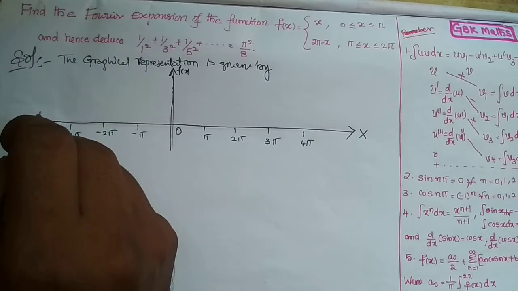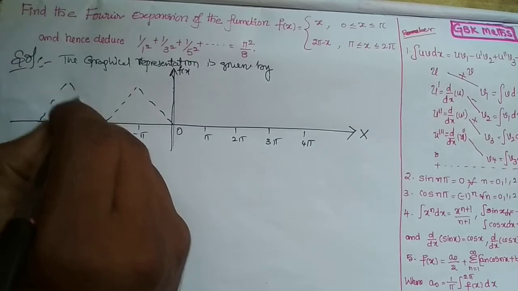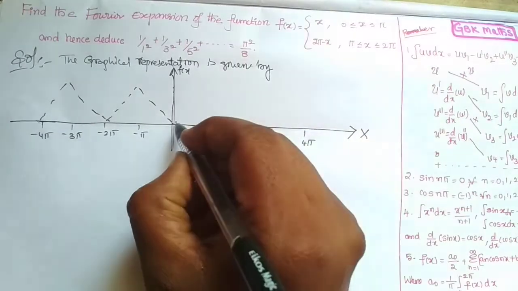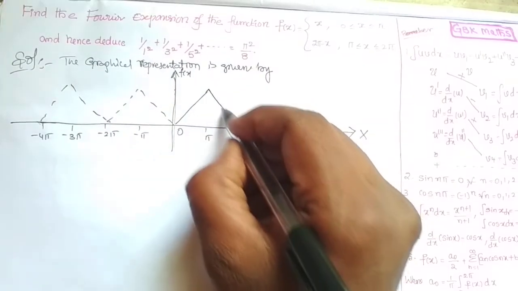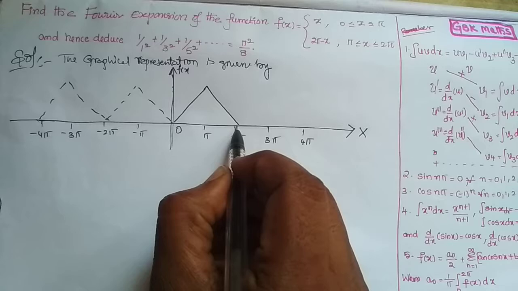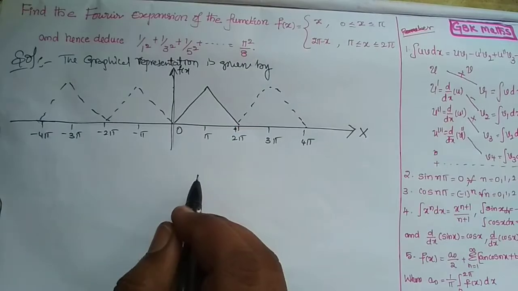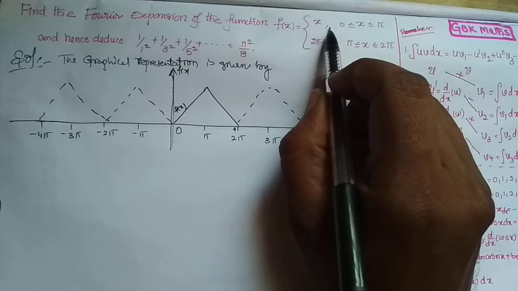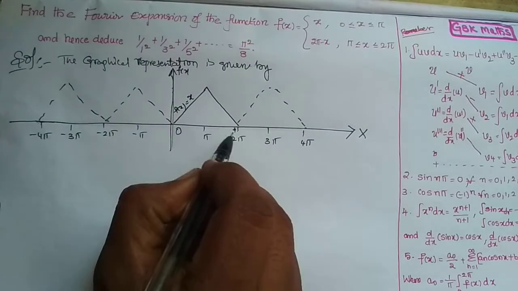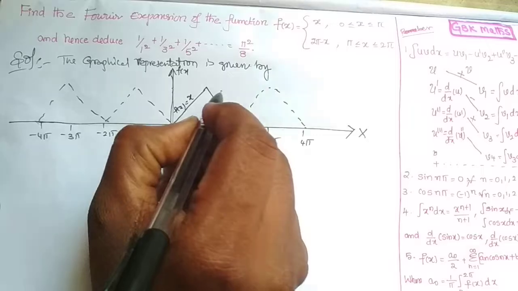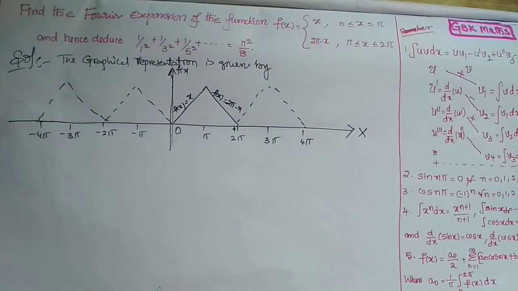We can define it from 0 to 2 pi. Here f of x is defined from 0 to pi as x, and from pi to 2 pi, f of x is defined as 2 pi minus x. This is the graphical representation of the given problem.